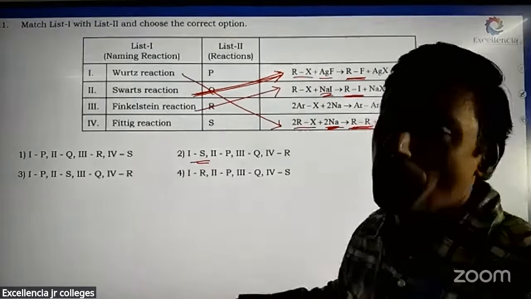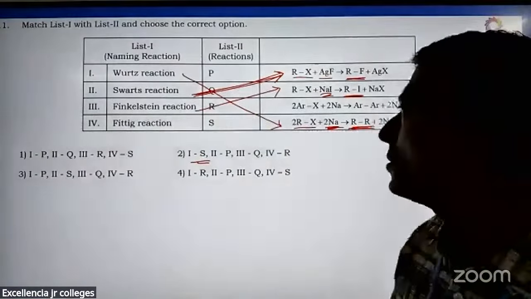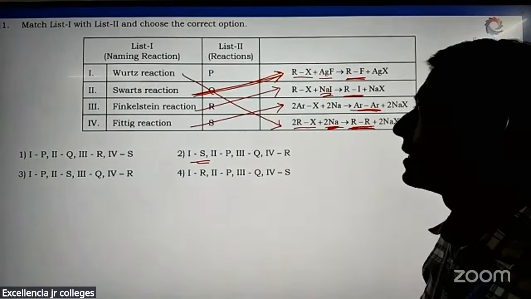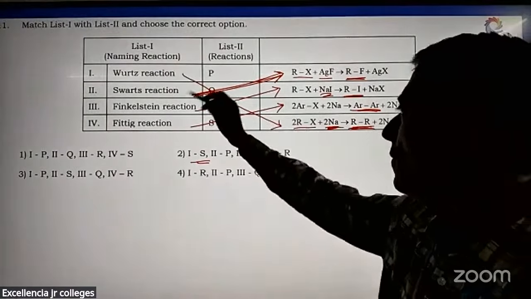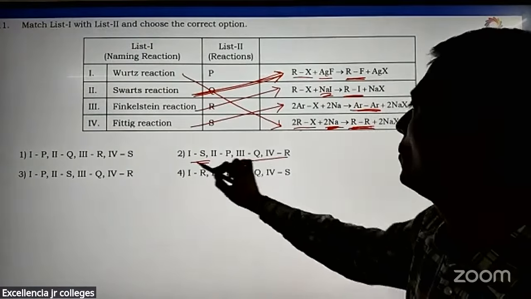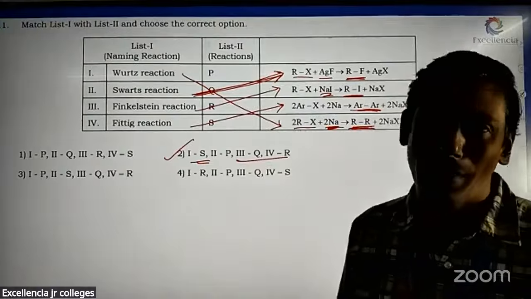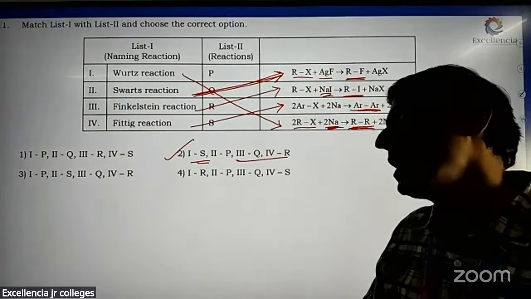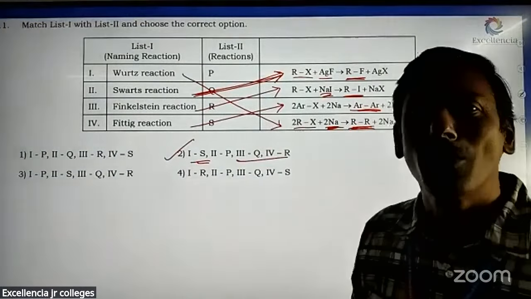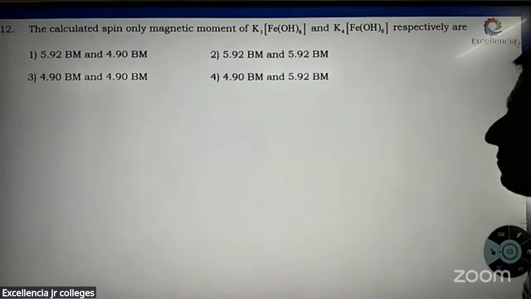Then the Fittig reaction. Wood's and Fittig, in that order we study them. What is the Fittig reaction? Aryl halides with sodium metal forming diaryls is the Fittig reaction. So with the first one only we got the answer. Second one is P, third is Q, fourth is R. That's all. A very easy question on name reactions, right from the first topic of second year organic. So we can consider it a simple, easy question. Okay, let's go for the next.